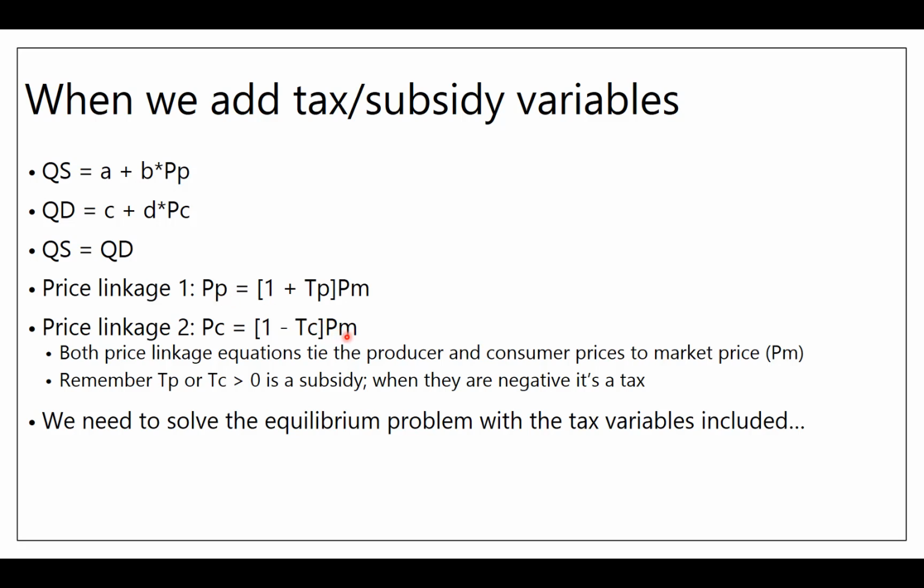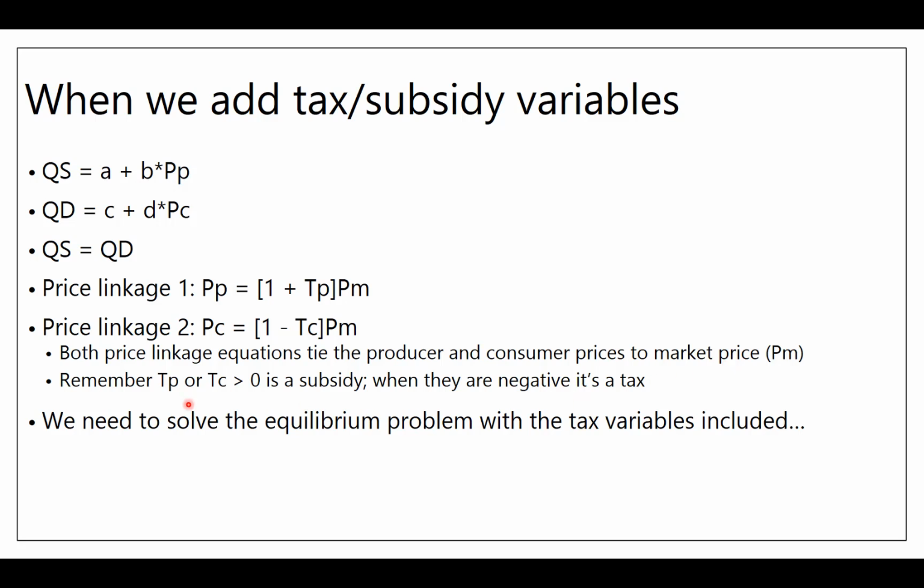Here we have the same thing on the consumer side. So a consumer price that they respond to is going to be equal to the market price plus this tax or subsidy effect. Both price linkage equations tie us back to the market price, so we are finding a market price solution, a market clearing price.